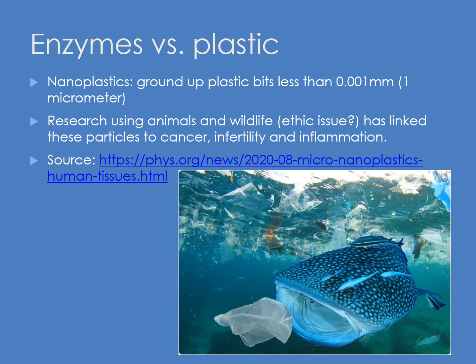Nanoplastics. These are ground up plastic bits that are smaller than 0.001 millimeter. That is 1 micrometer. How big is 1 micrometer? That's about a quarter the size of a typical bacterium, or half the size of a typical bacterium. Bacteria range from, say, 1 to 5 micrometers. 1 to 5. 1 would be this value right here.